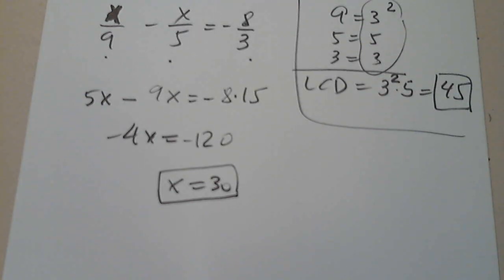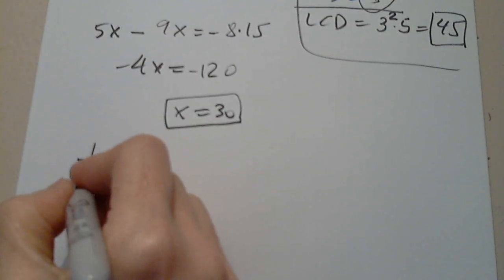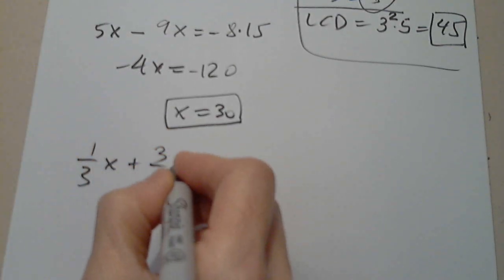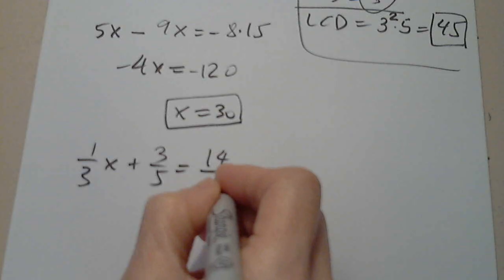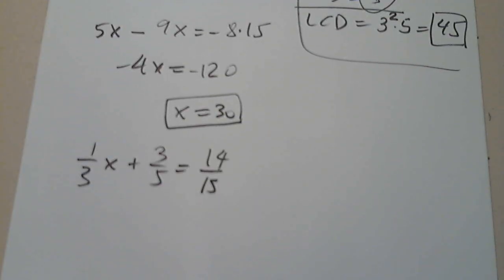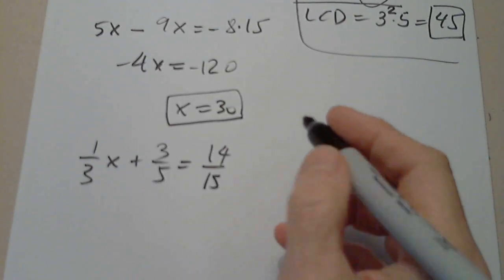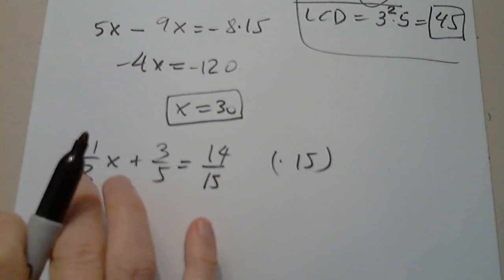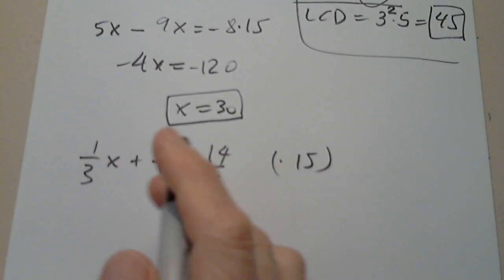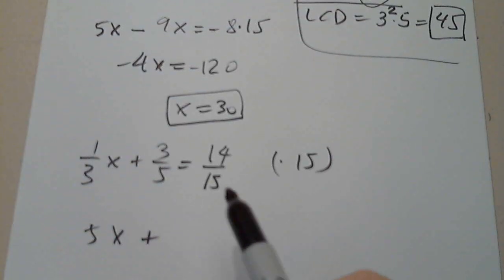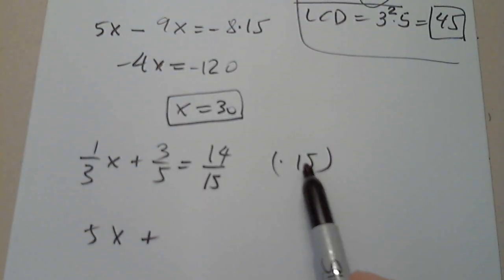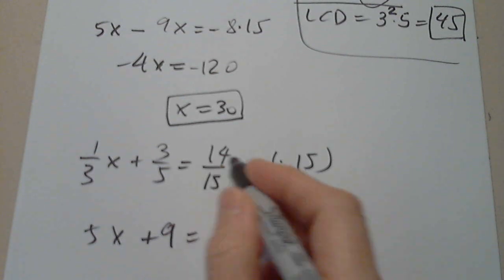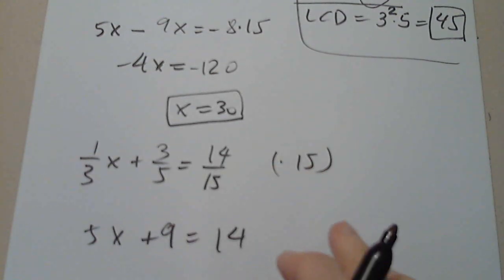Okay, the same problem. So 1/3 x plus 3/5 equals 15. This is even easier because the least common denominator is 15. I don't have to calculate anything on the side, so I multiply by 15. When I multiply this by 15, I'm actually dividing by 3, so I get 5x. When I multiply this by 15, I get 3, so it's 3 times 3. And this 15 goes away, so I have 14.